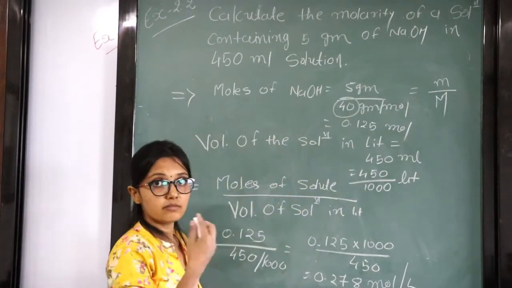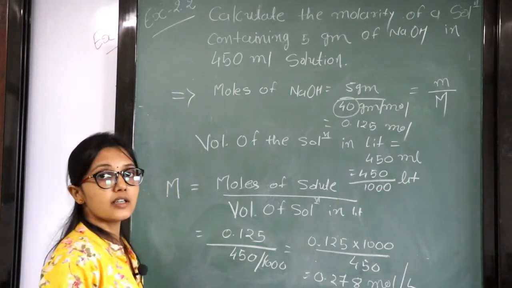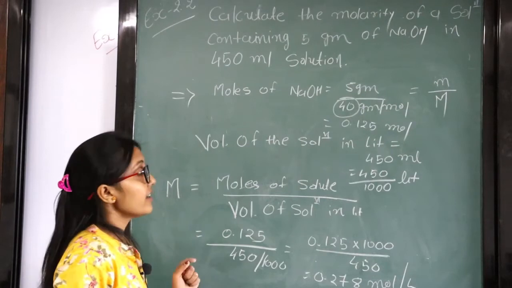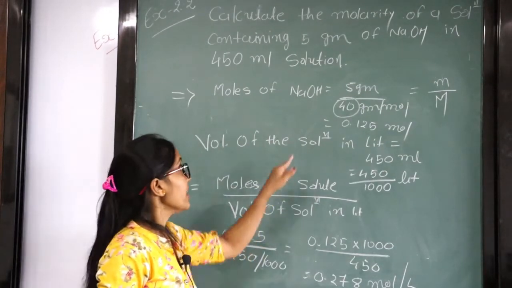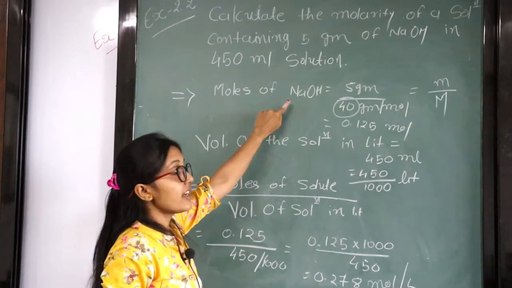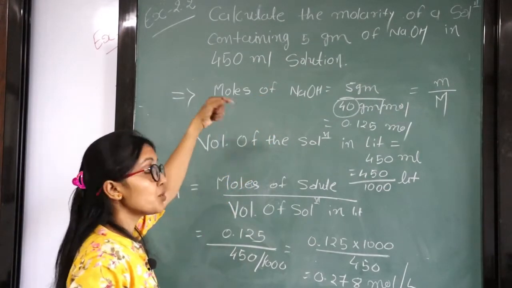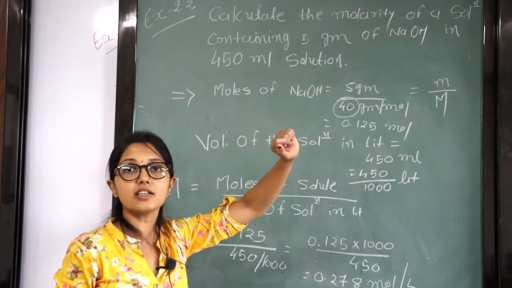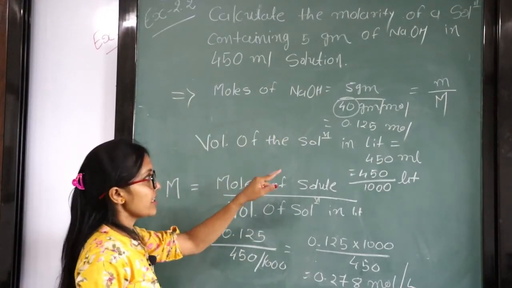Suppose in the board exam, NaOH or KOH, potassium hydroxide, this type of base is used. Why? Because these two bases are generally used. That's why we take the moles of NaOH. Next, the volume of the solution in liter.